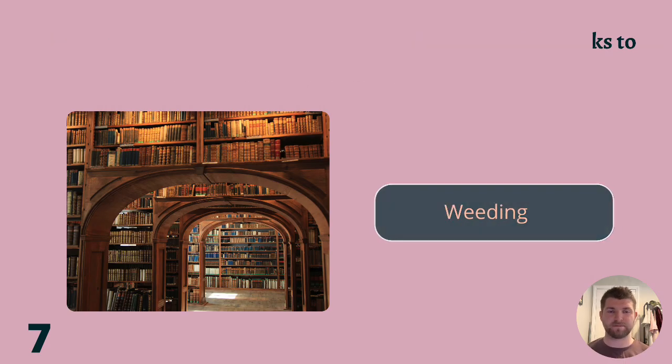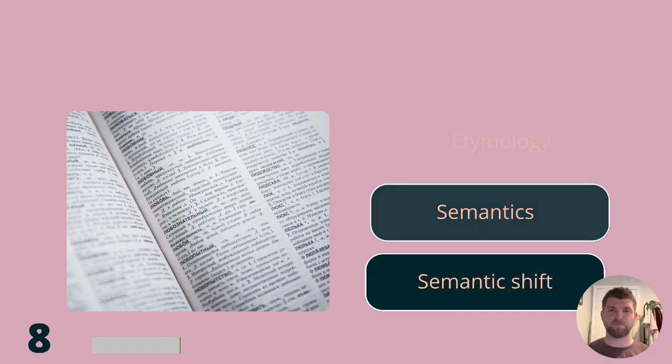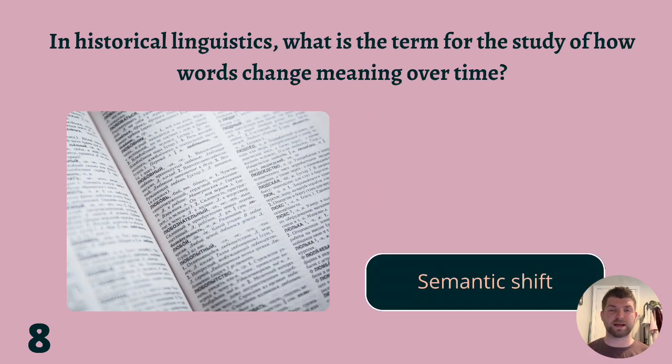Question 8. In historical linguistics, what is the term for the study of how words change meaning over time? Etymology, semantics, or semantic shift? The term for the study of how words change meaning over time. The answer is semantic shift.